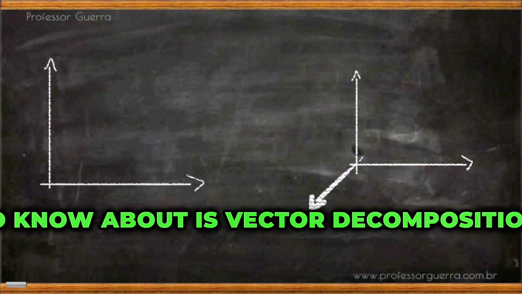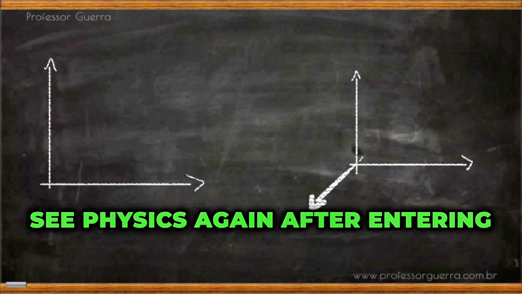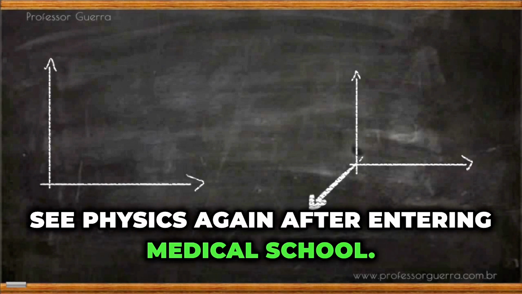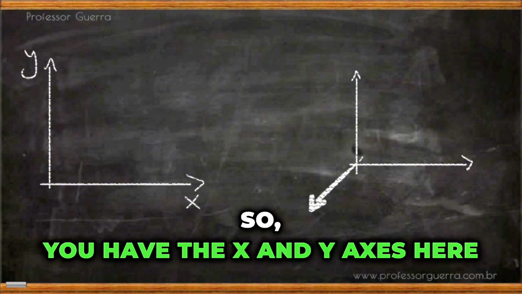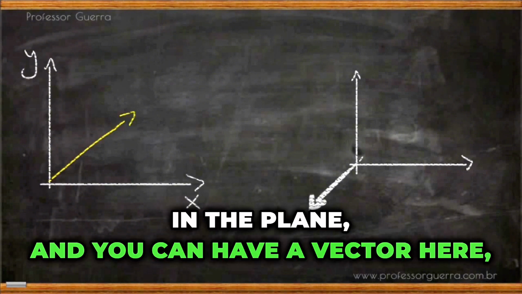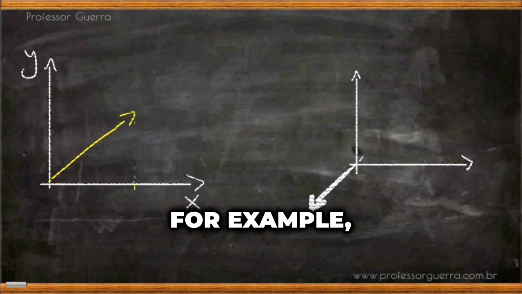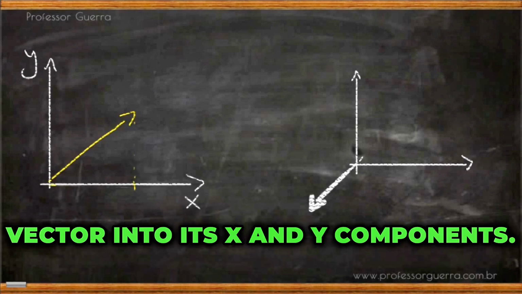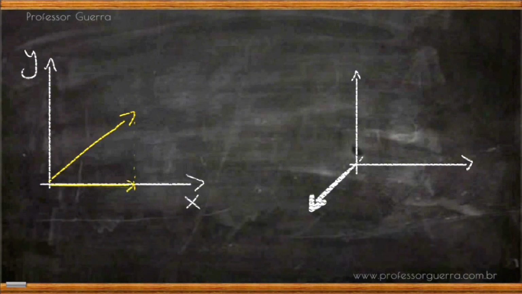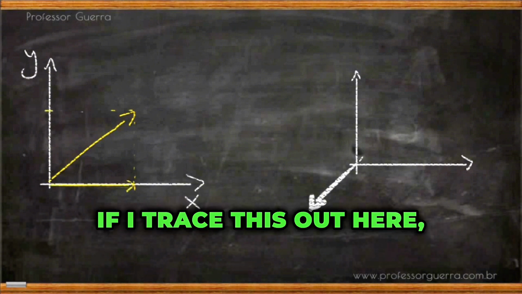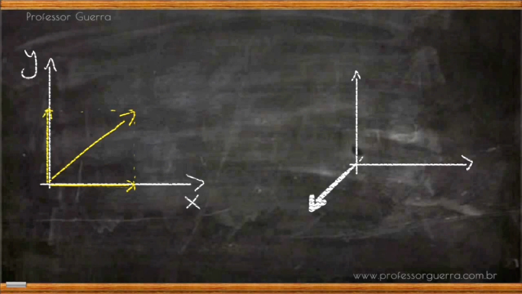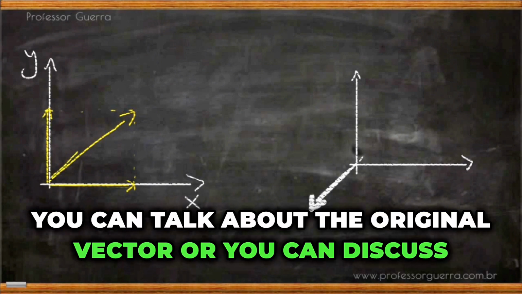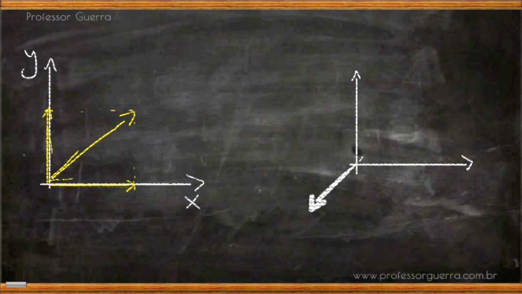The other thing you need to know about is vector decomposition. Folks, I thought I'd never see physics again after entering medical school. Yeah, it's not quite like that. So you have the x and y axis here in the plane, and you can have a vector here, for example, and you can decompose that vector into its x and y components. If I trace this out here, you can see how everything is very proportional. You can talk about the original vector, or you can discuss its components.